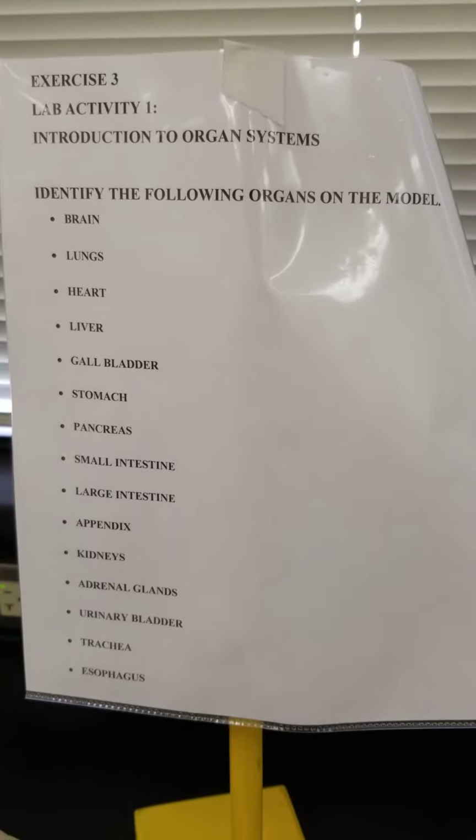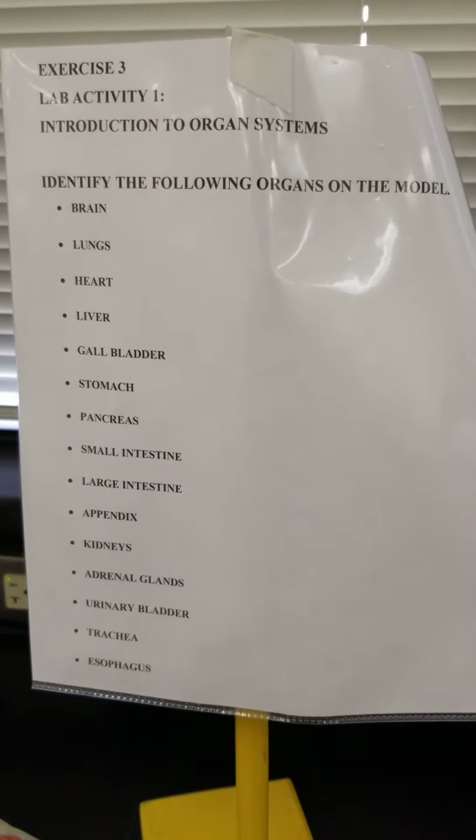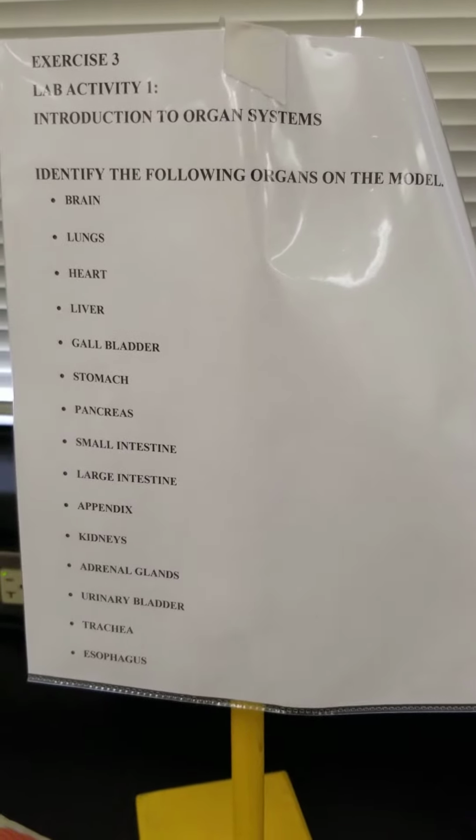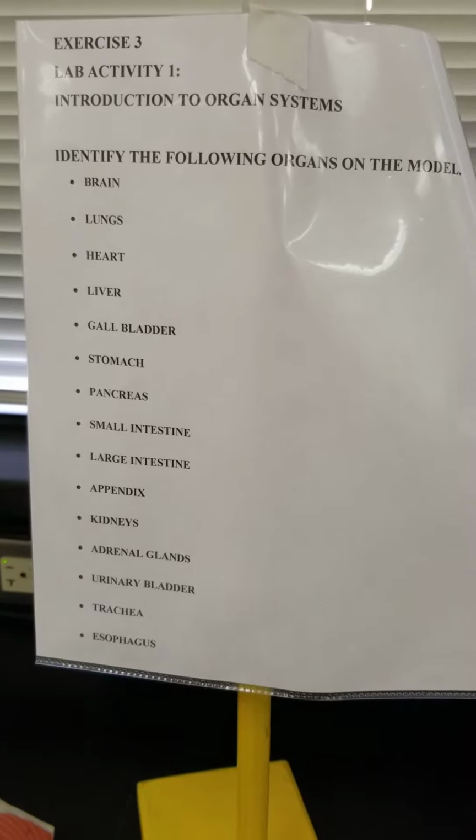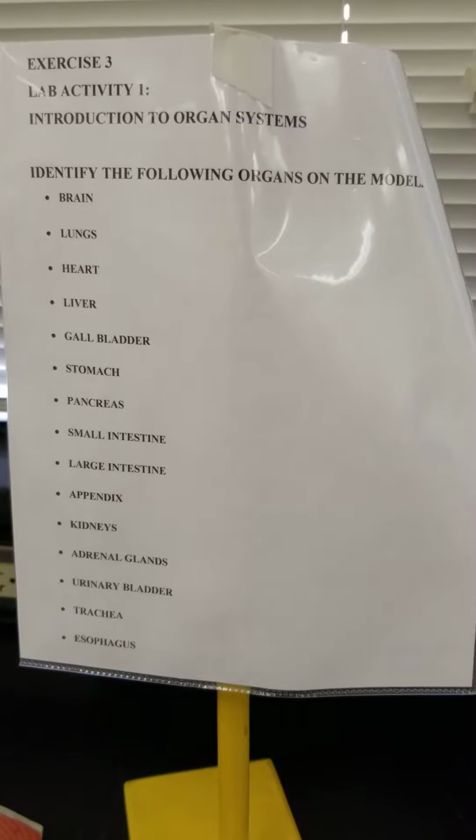Okay, so this is for Lab Exercise 3, Activity 1, and it's Introduction to Organs and Organ Systems. So there's a list here of major organs you are to be able to identify. So I'm going to go over them for you very quickly. So starting at the top is the brain.